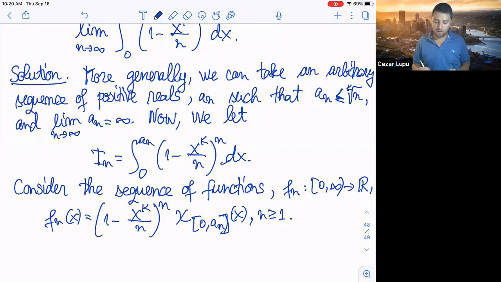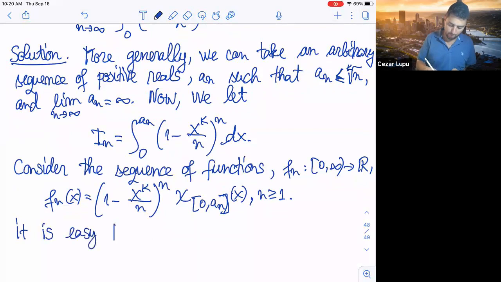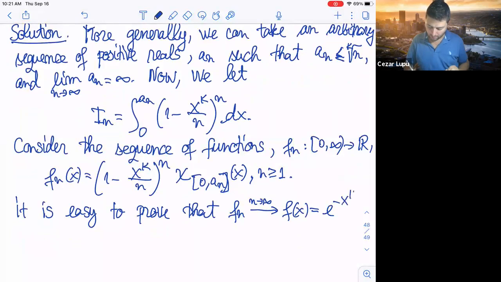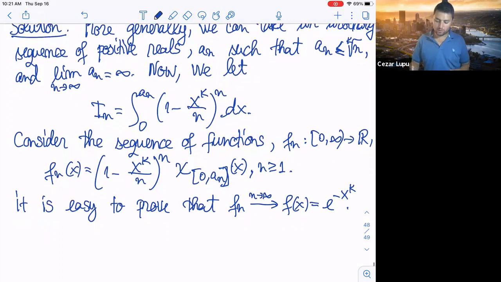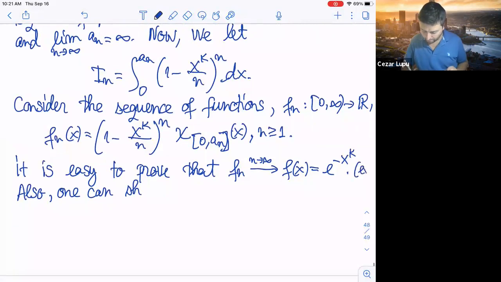Great. Well, I'll leave it to you as an exercise, it is easy to show that f_n converges pointwise to this function f of x. And this f of x is given by what? It's e to the negative x to the k. I hope I'm not mistaken. Okay. Also, it is very easy as well. One can show that, so I'll leave this to you as an exercise.